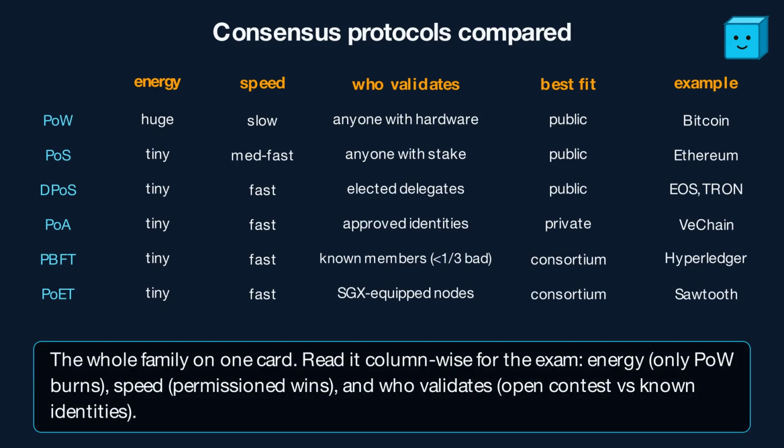The whole family on one card. Read it column-wise for the exam. Energy, only proof of work burns. Speed, permissioned wins. And who validates? Open contest versus known identities.